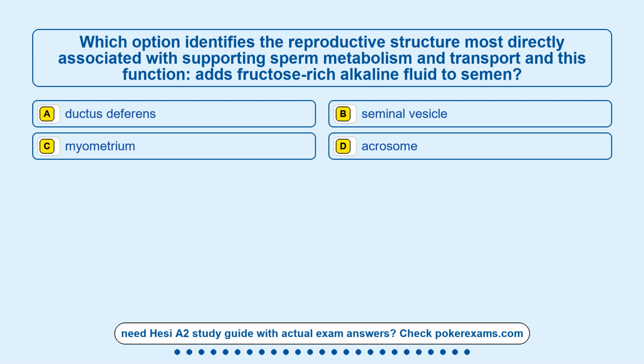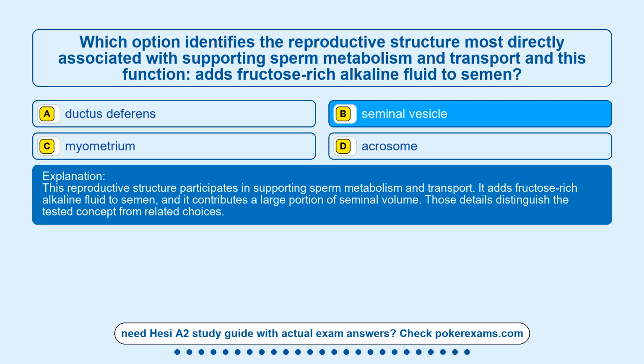Question 9. Which option identifies the reproductive structure most directly associated with supporting sperm metabolism and transport in this function? Adds fructose-rich alkaline fluid to semen? Option A, ductus deferens. Option B, seminal vesicle. Option C, myometrium. Option D, acrosome. The correct answer is option B, seminal vesicle.